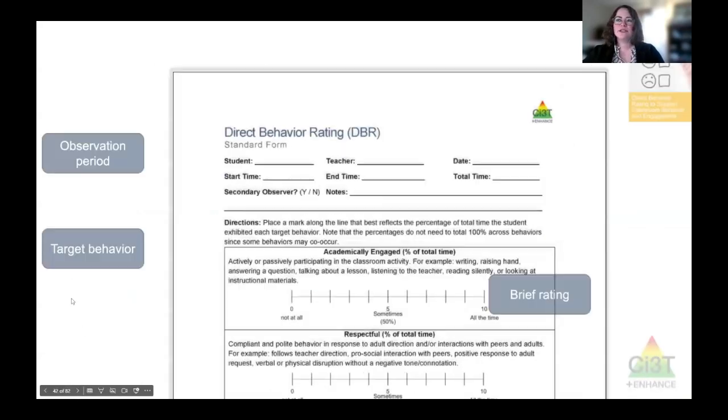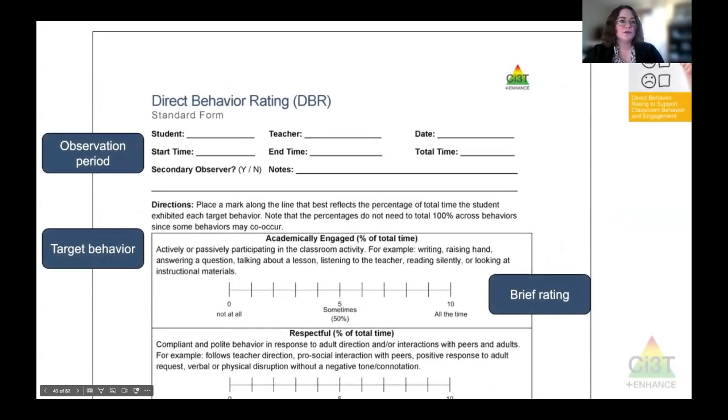Now here's a snapshot, which you can see on the screen, of what a typical DBR form looks like. There are many different kinds out there. You're going to see all sorts of flavors and varieties, but here's a typical one. And you can see exactly where those three components I just described are. Up at the top, you're going to have the details about the observation period, so all your usual background information: the student, the teacher, the date, start and end time, and then the total minutes.